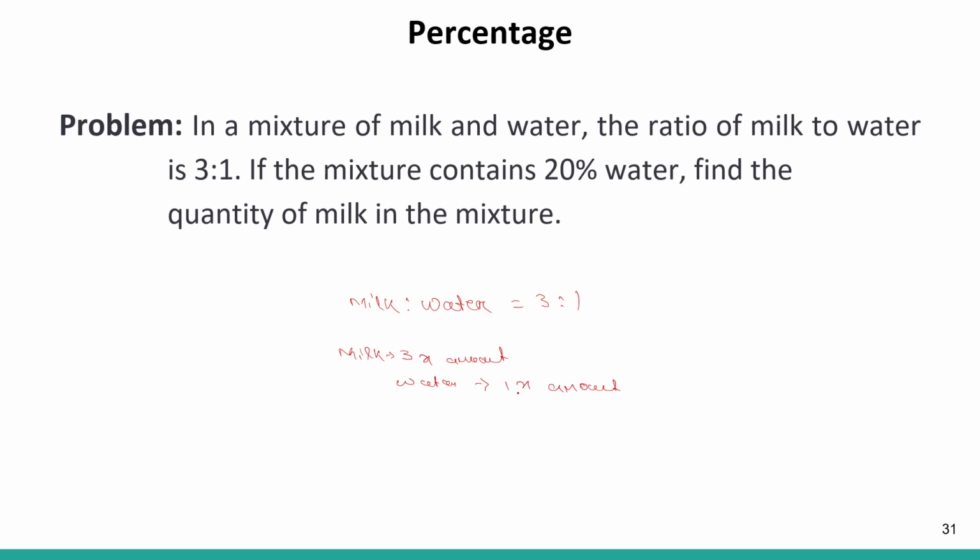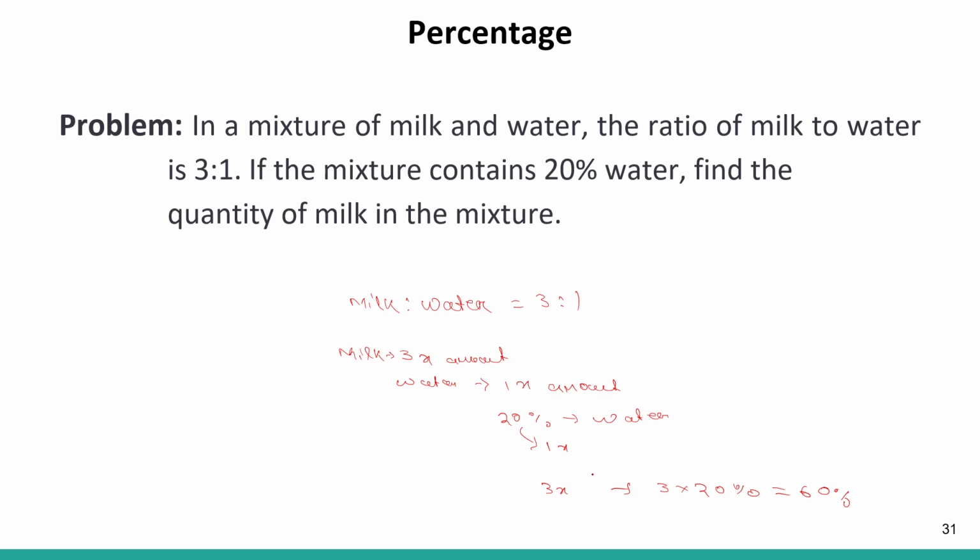So it tells us that 20% is water, so 20% is 1x. Okay, so what is 3x? So 3x percent is what? Milk. So 3x will be 3 into 20%, that is equal to 60% milk. Okay, the amount of milk in the mixture is 60%.